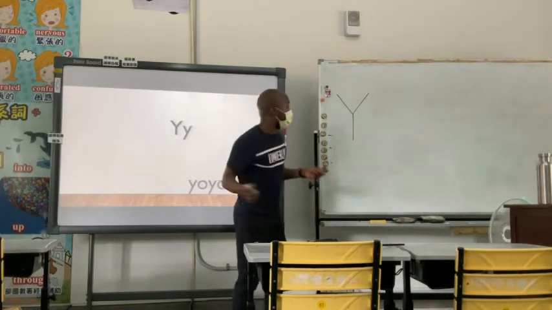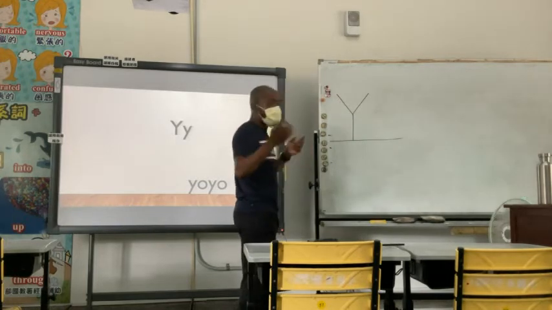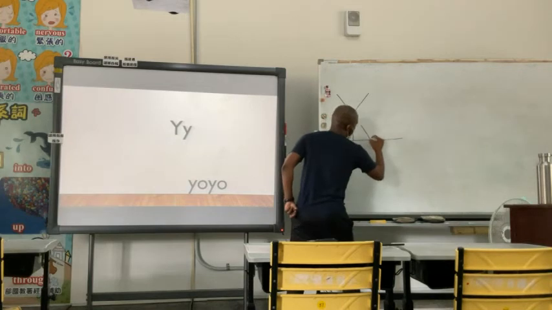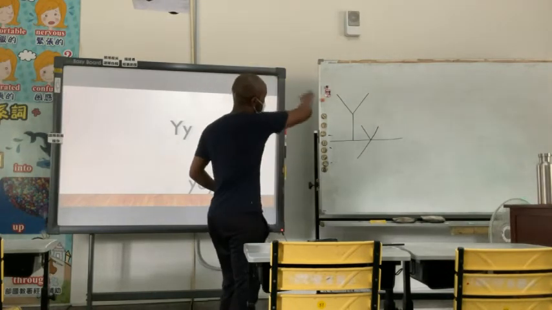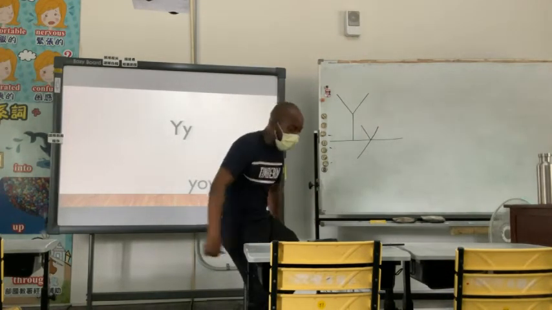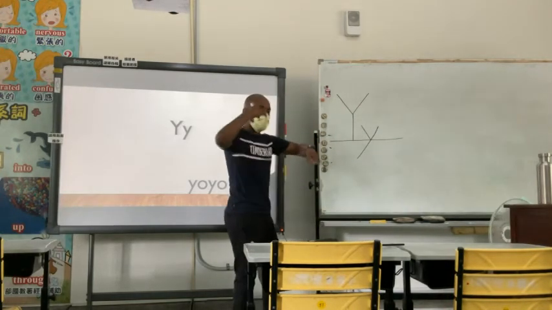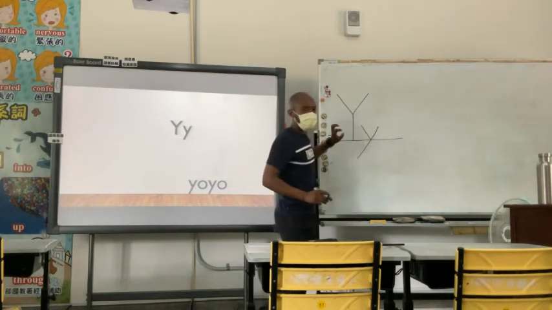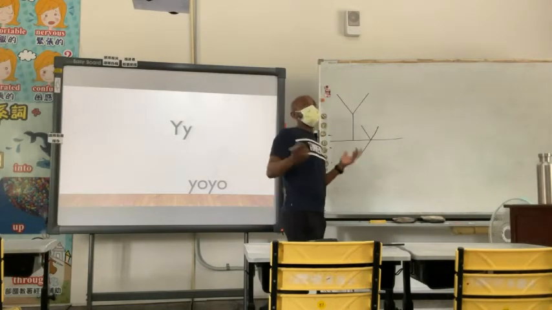How about the small one? Now let's say this is my line. Okay? So I need to write small y. I say again. One, two, okay? So it goes below the line, okay? Small y goes below the line, okay? So y, yeah, y, yeah.